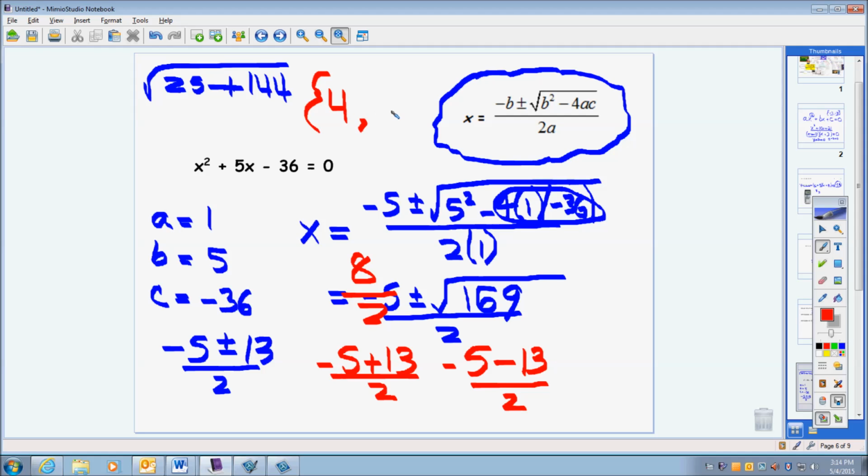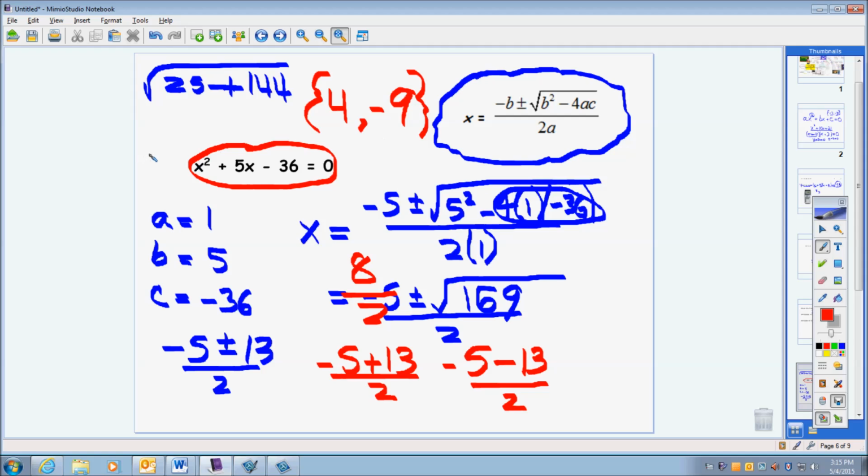Remember, the order doesn't matter here. This is not x and y. Okay, down here, this is negative 18 divided by 2, which is negative 9. So here are your two solutions to this equation. Using the quadratic formula, these are the two solutions.